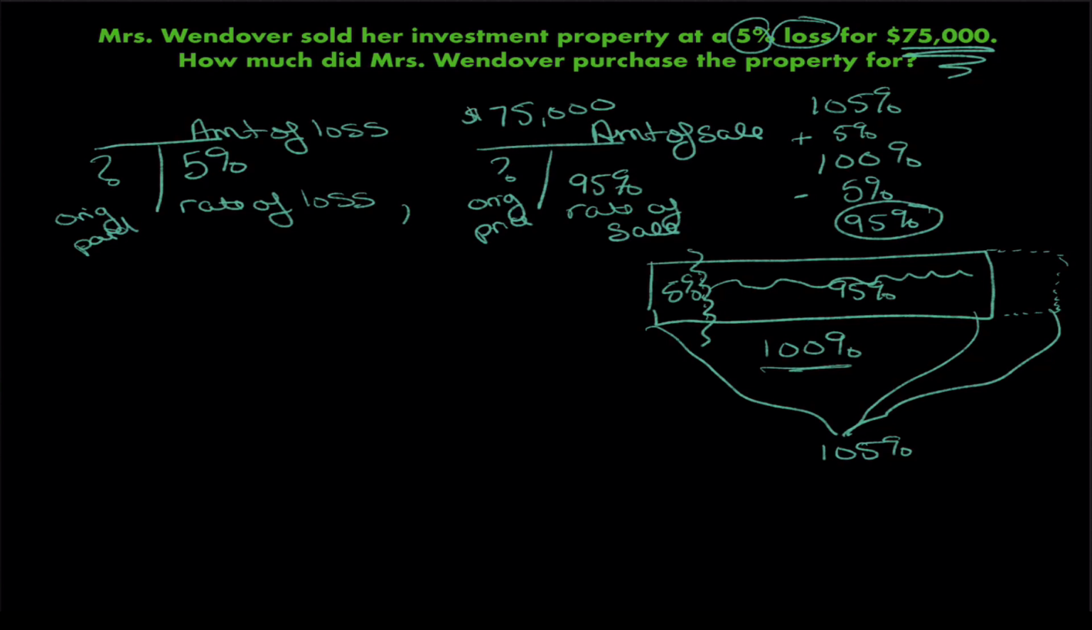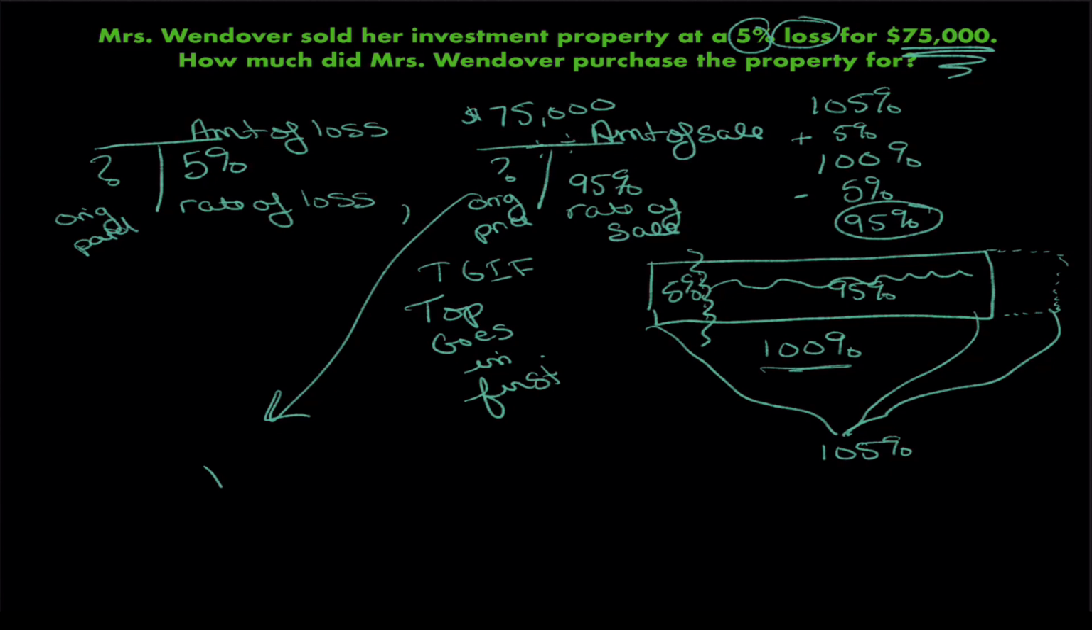So now we've got two numbers in our T-bar, and thanks to our TGIF, which stands for top goes in first, which means you're going to put the top number into the calculator, the divided sign, then the percentage. So top number goes in first, and we're going to find out that that original price is $78,947.37. This was the original price that Mrs. Wendover bought the property for.